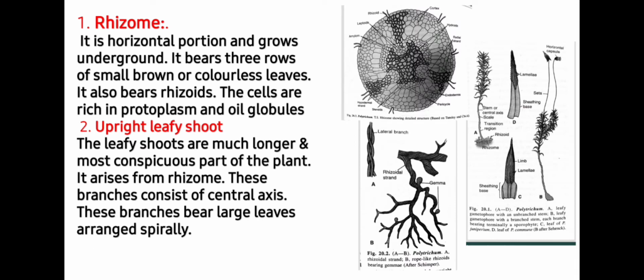Let's understand rhizome in detail. It is the horizontal portion and grows underground, so it is non-green in color. It bears 3 rows of small brown or colorless leaves and also bears rhizoids. The cells are rich in protoplasm and oil globules. As the leaves are non-green or colorless, their function is protection.